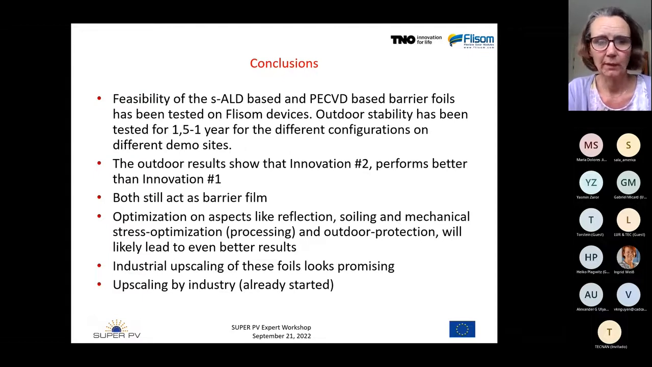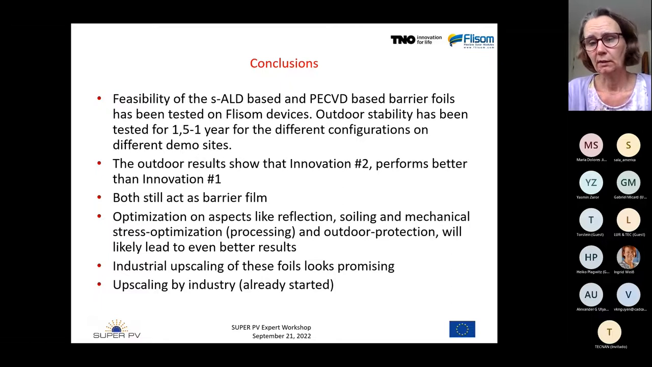And optimization on aspects like reflection, soiling, and mechanical stress optimization, which can be tuned in processing, but also mechanical outdoor protection, will likely lead to even better results. Mind that these are only barrier foils and not the full package foils.